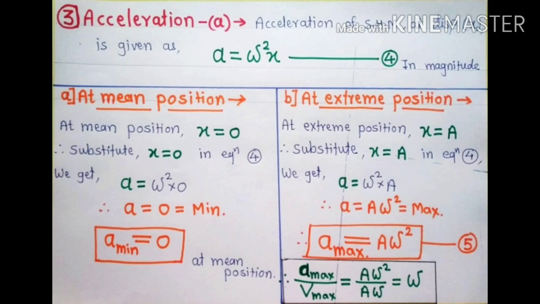These values of v maximum and acceleration maximum, equations number 3 and 5, are important to solve problems. And therefore if we take the ratio of a maximum divided by v maximum, then we get acceleration maximum divided by velocity maximum is equal to capital A omega square divided by A omega. Terms cancel and we get this ratio as equal to omega.